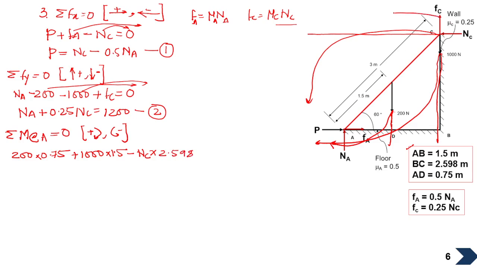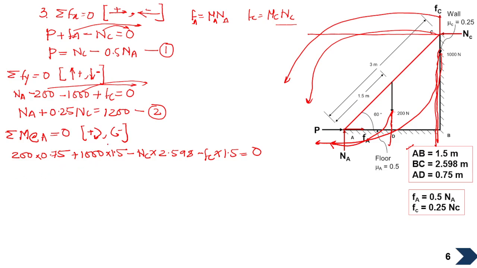Again, last is FC. FC again creates an anti-clockwise moment at A, so FC will again be negative. Here FC is acting vertical, its line of action is vertical, and hence you will take the distance of FC as AB, which is nothing but 1.5, and this is going to be equal to 0. Now we'll solve this sum and find the answers.